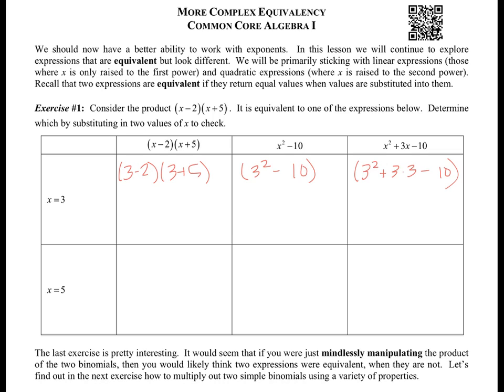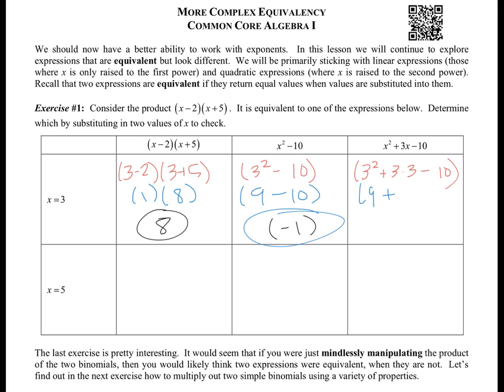Now that we have that, we need to do order of operations. So 3 minus 2 is 1. 3 plus 5 is 8. 1 times 8 is 8. The next one, 3 squared is 9. 9 minus 10 is negative 1. And the last one, 3 squared is 9. Plus 3 times 3 is 9, minus 10. Well, 9 plus 9 is 18. 18 minus 10 is 8.